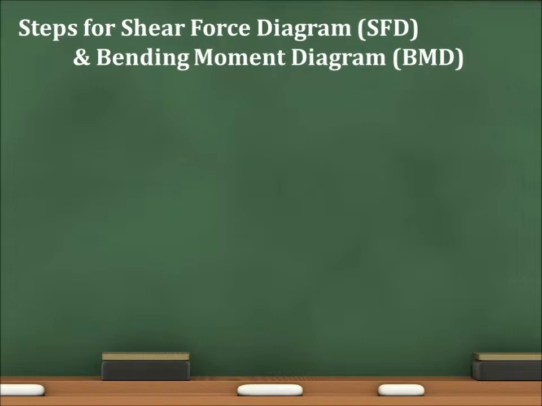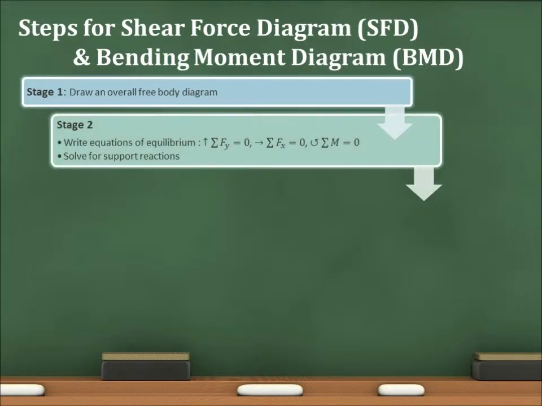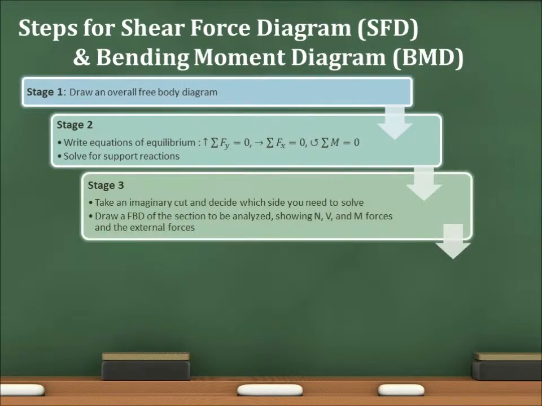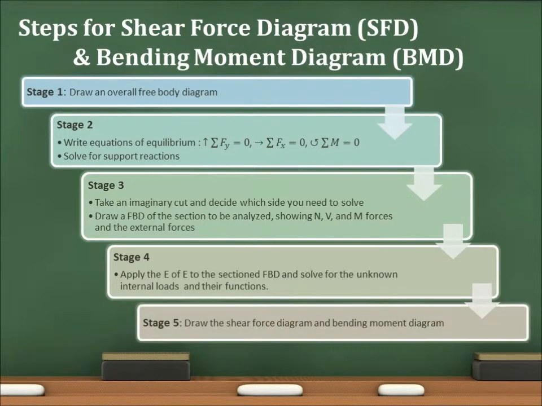Steps for drawing shear force and bending moment diagrams. First, we draw an overall free body diagram. Then, we write down the equations of equilibrium and solve for the support reactions. Next, we take imaginary cuts along the beam and draw a free body diagram for the sections, showing the normal force, shear force, bending moment, and external forces. By applying the equations of equilibrium, we can solve for the unknown internal loads and write down their functions. Last, using those functions, we graph the shear force and bending moment diagrams.